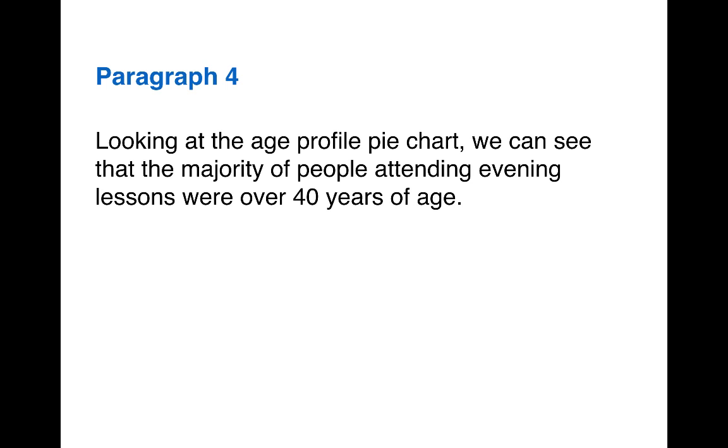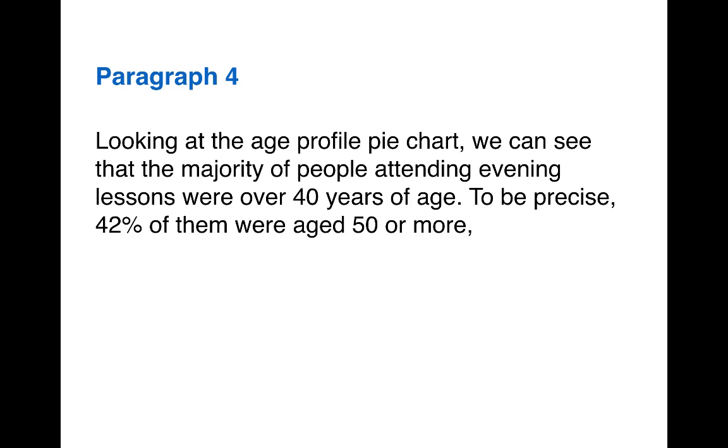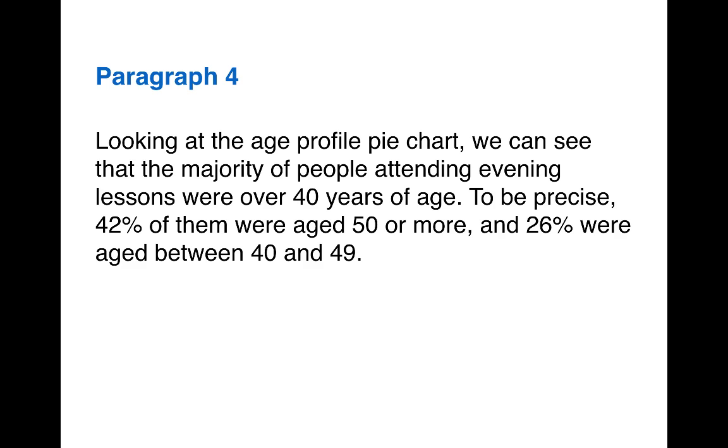Now I'm going to explain that in more detail. To be precise, 42% of them were aged 50 or more, and 26% were aged between 40 and 49. So that's a nice way to do those first two sentences. We had a general idea of all the age groups over 40 in sentence 1, and then I started with this phrase "to be precise" in sentence 2. I think that was a nice way of doing it, and we've got the figures in there.